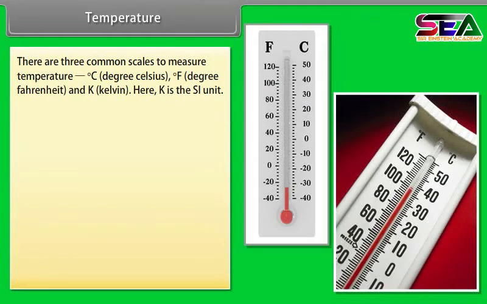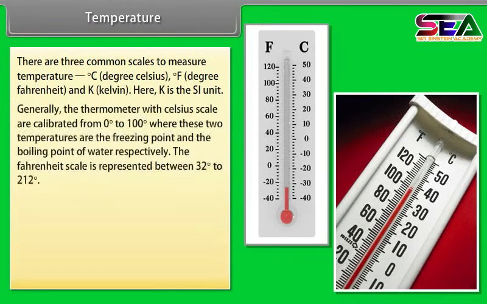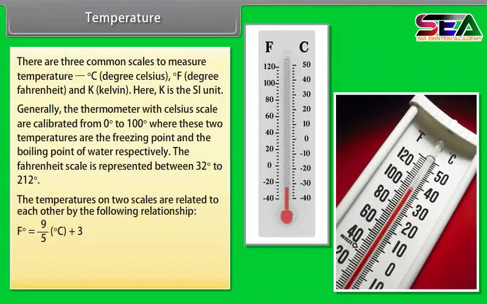Temperature. There are 3 common scales to measure temperature: degree Celsius, degree Fahrenheit, and Kelvin. Here K is the SI unit. Generally, the thermometers with Celsius scale are calibrated from 0 degree Celsius to 100 degree, whereas these two temperatures are the freezing point and the boiling point of water respectively. The Fahrenheit scale is represented between 32 degrees to 212 degrees.